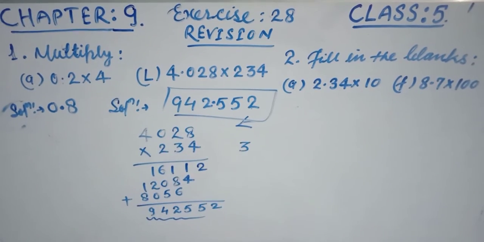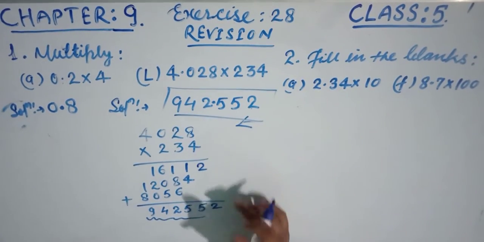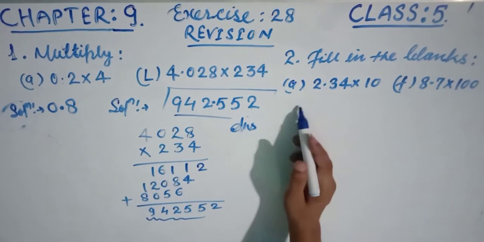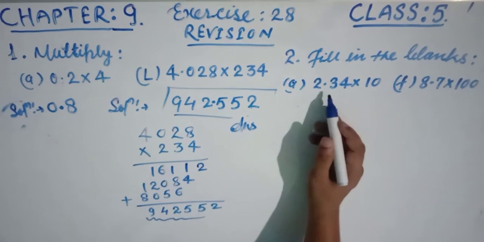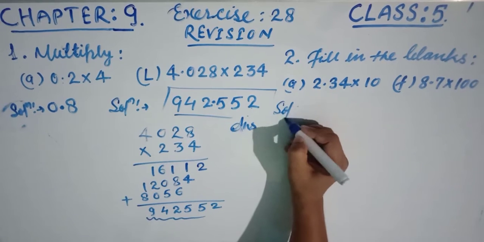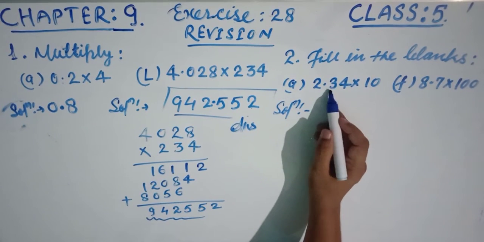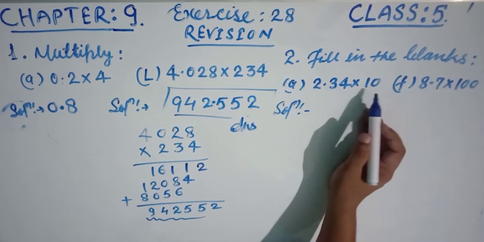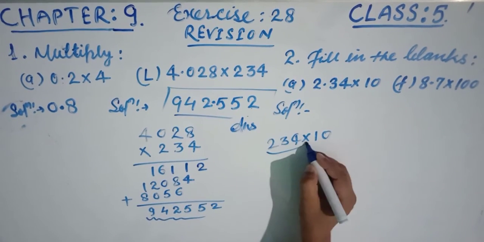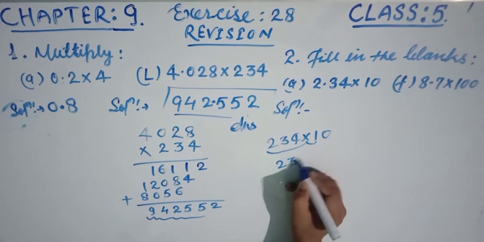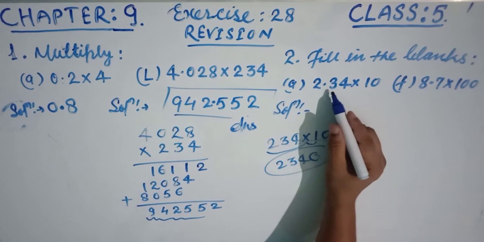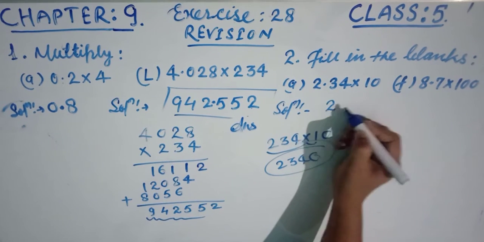Now see friends, come to the second question. The second question says fill in the blanks. We have taken A and F. Now see 2.34 multiplied by 10. It's a very simple question. First we have to multiply their numerical value. 234 multiplied by 10 means 234 with one more 0 after it. So after multiplying 234 by 10 we get 2340.